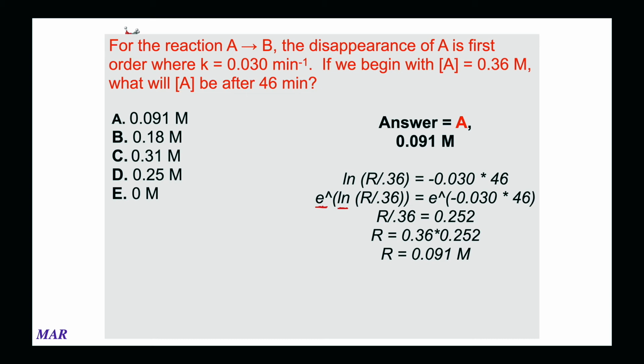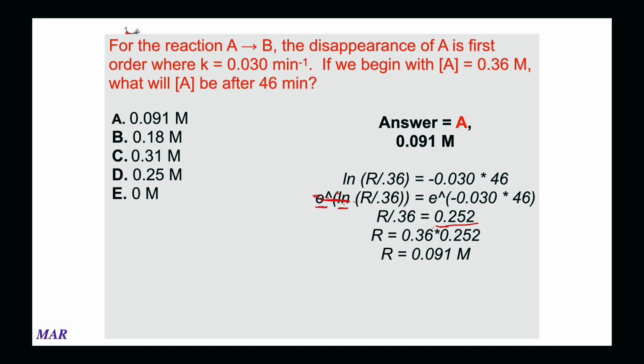So what you want to realize is that e raised to the natural log, these two will cancel each other out. But on the other side, you do have to go e to the power negative 0.030 times 46. If you get an answer of 0.252 to 3 sig figs, you've done it right, all right? If you haven't gotten that answer, please take a screenshot of it or a picture with your phone, whatever, send it to me. Let me see if I can help you out with this problem, because this stuff, it's not hard, it's all plug and chug, but it can be a little bit weird.